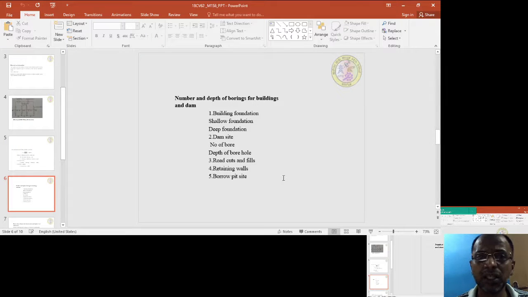And the second thing is, how many samples we have to collect at the site is important. Can I collect 50 samples in 30-40 sites? Can I collect 10 samples in a layout? No, it depends on some heuristics or guidelines that we have to keep in mind. Now we will go one by one. The number and depth of boreholes for a building is how much, for a dam is how much, for roads and cuts how much, retaining wall how much, borrow pit area how much, that we have to decide. Okay, have you understood, students?